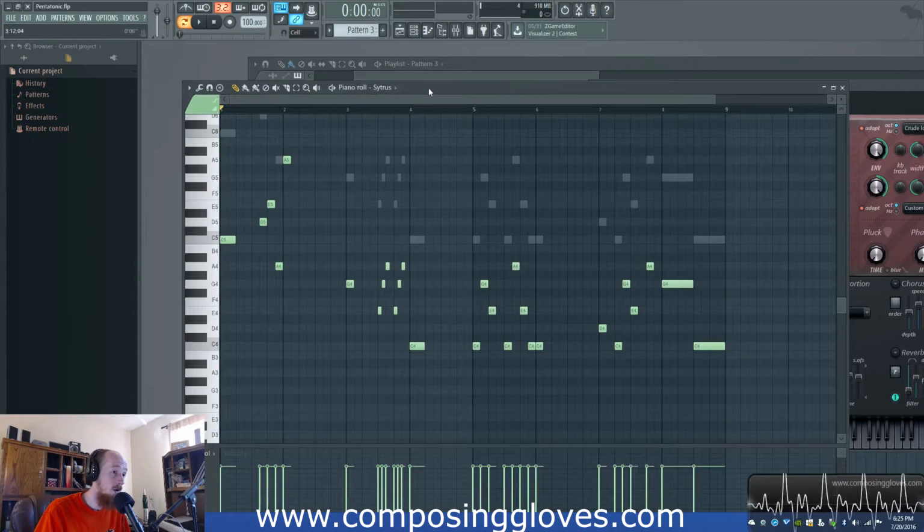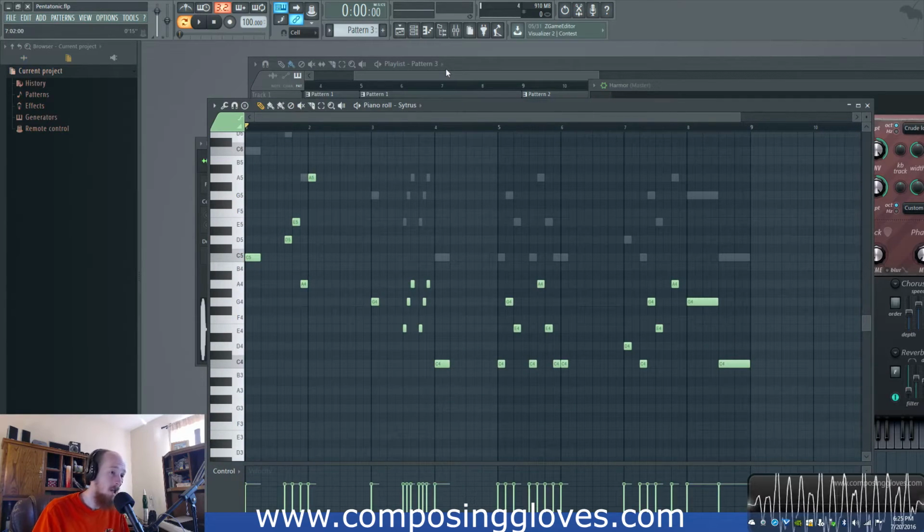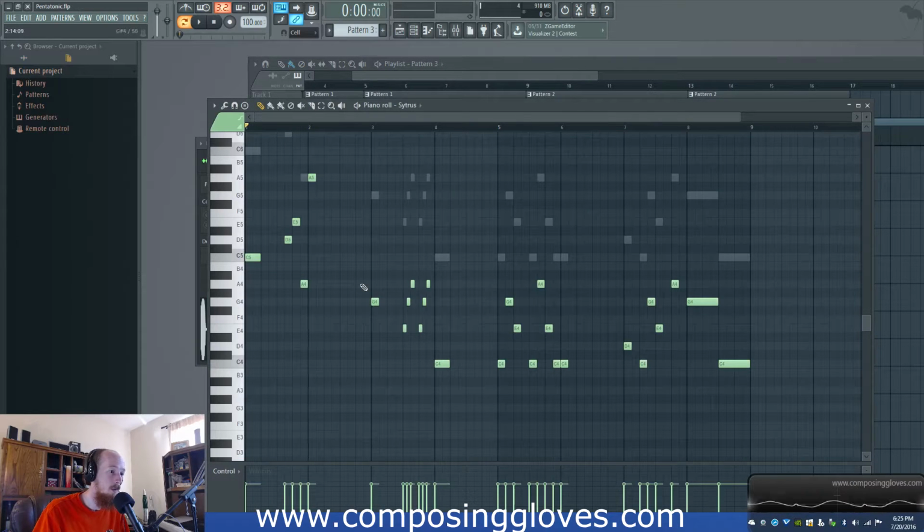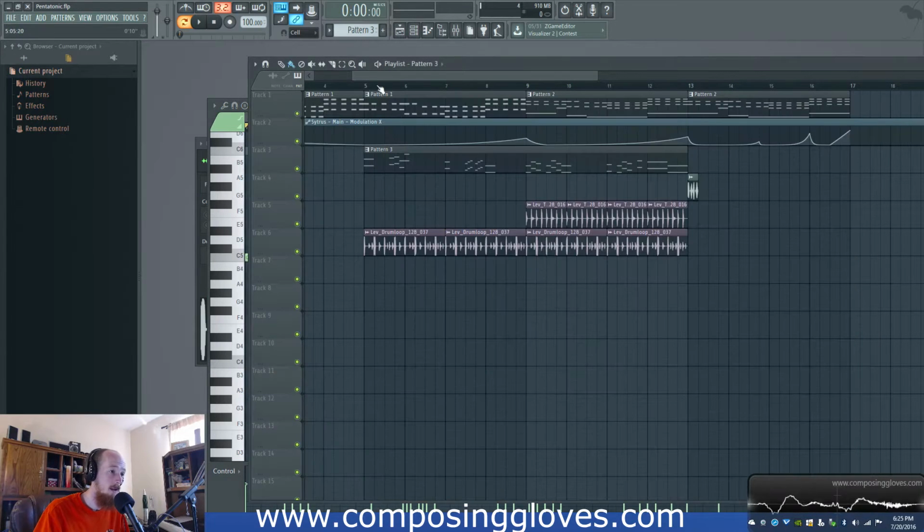But okay, we're going over pentatonic scales today. I'm just tired of making two videos for one concept that could be easily represented without sheet music. So okay, here is my example. Now, well, let's back up.